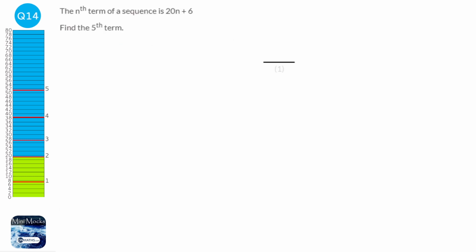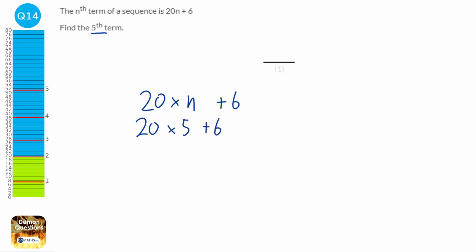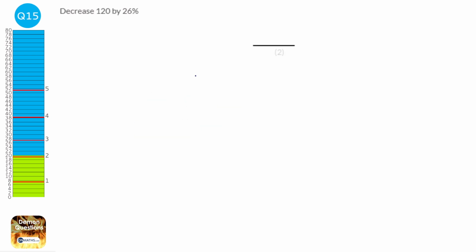So our sequence, our nth term, is 20 times n plus 6. For the fifth term, n would be 5, so it's 20 times 5 plus 6. 20 times 5 is 100, 100 plus 6 is 106. So 100% of 120 is 120.